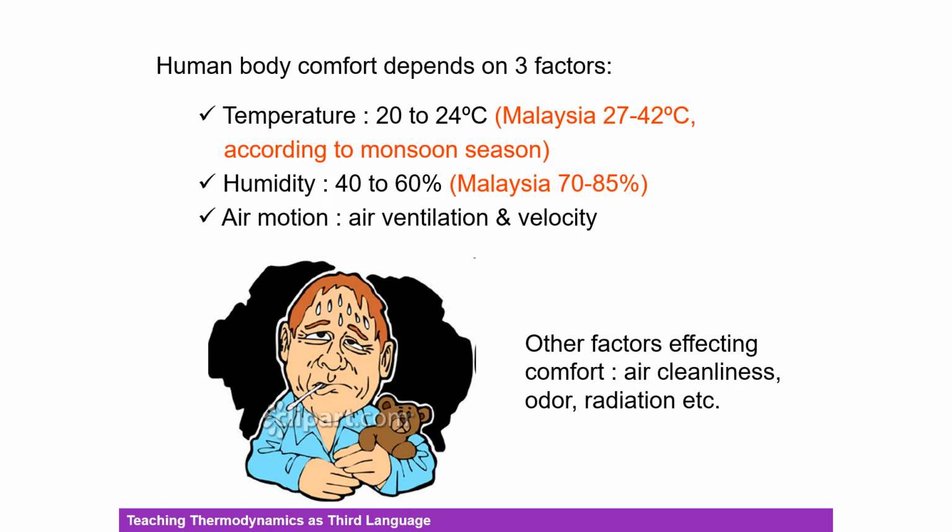Human body comfort depends on these three factors: temperature, humidity, and air motion. So we want to live in an environment that is neither hot nor cold, neither humid nor dry. However, comfort does not come easily, since the desire of the human body and the weather usually are not compatible. Just like in Malaysia, the temperature of the surroundings can be in the range of 27 to 42 degrees Celsius according to monsoon season, and the comfortable temperature that suits our human body is between 20 and 24. So achieving comfort requires a constant struggle against the factors that cause discomfort, such as high or low temperatures and high or low humidity.